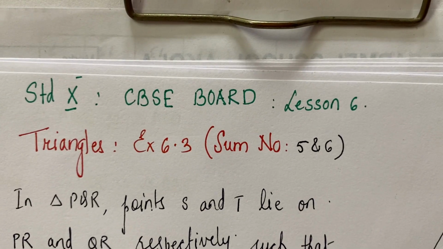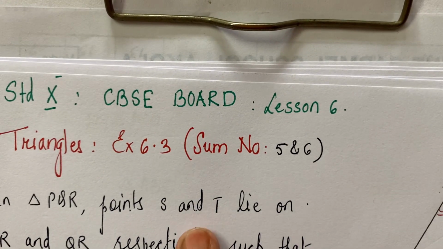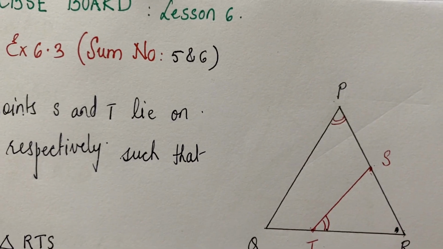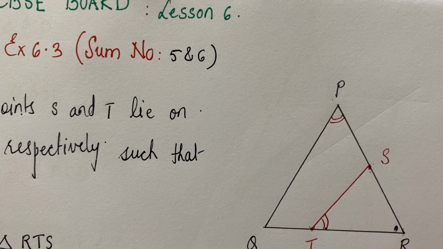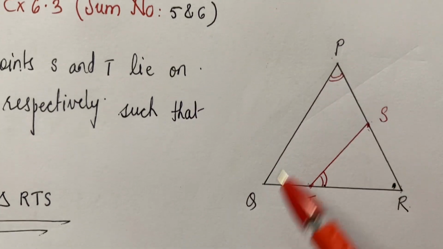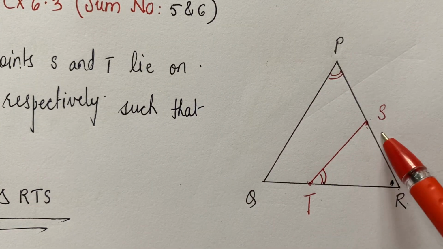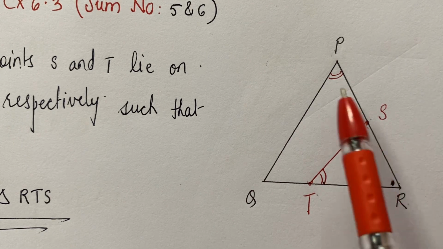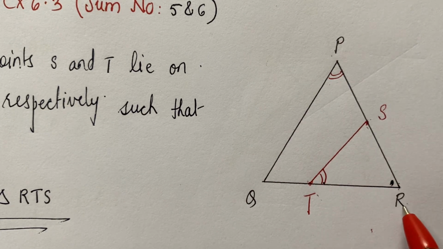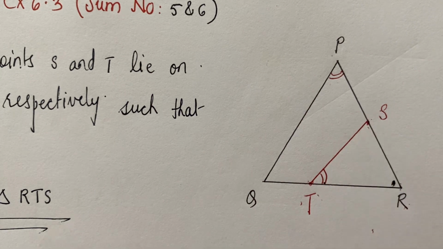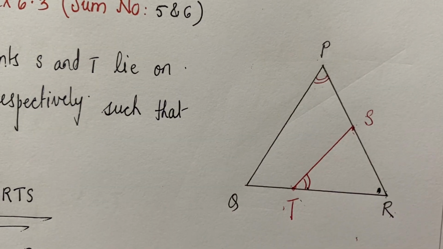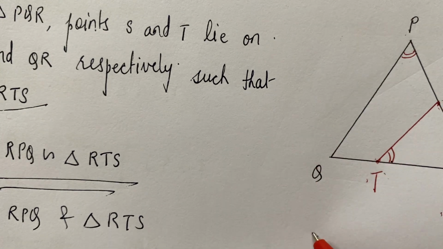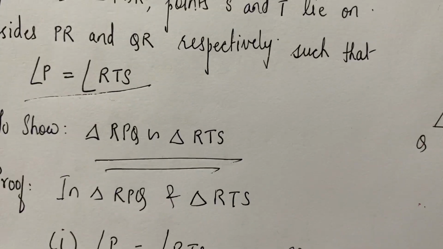So today we will discuss sum number 5 and 6 of exercise 6.3. In this sum number 5 you are given triangle PQR. In this triangle PQR you have points S and T on PR and QR in such a manner that angle P is congruent to angle RTS. Okay. Now what do you have to prove? You have to prove that this triangle RPQ is similar to triangle RTS.